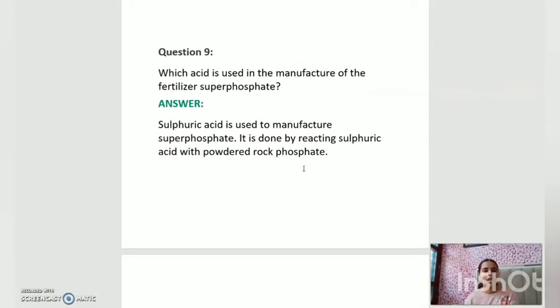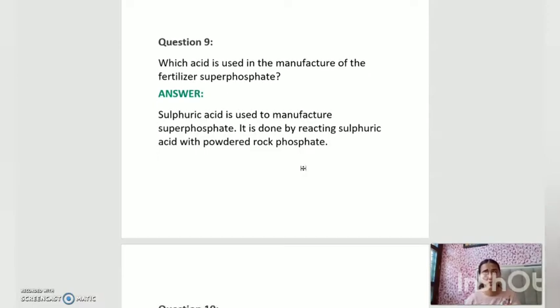Question number 9. Which acid is used in the manufacture of the fertilizer superphosphate? Now they have asked you to tell the name of that acid, student, which is used to manufacture the fertilizer superphosphate. So what is the answer? Sulfuric acid. The acid is sulfuric acid, right? Please see the spelling of sulfuric.